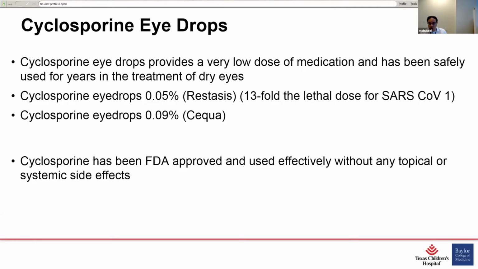There are two concentrations of it. Restasis is the most popular and common one. This is 0.05%. We calculated the dose in this drop to be 13-fold the lethal dose for SARS-CoV-1. We have another one that just came on the market last year, which is double that dose and can be more effective. Both are FDA approved, Restasis in 2003, and the Cequa, which is 0.09%, approved last year, and they both have been used safely and effectively, with no systemic or topical side effects whatsoever.